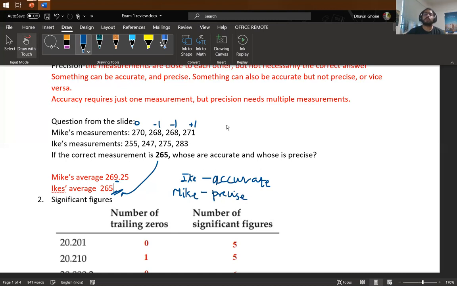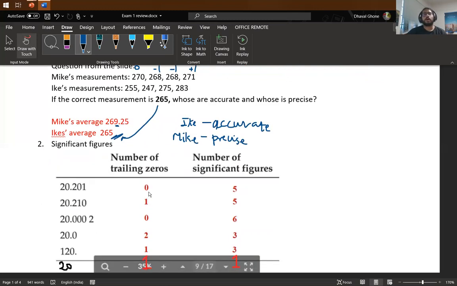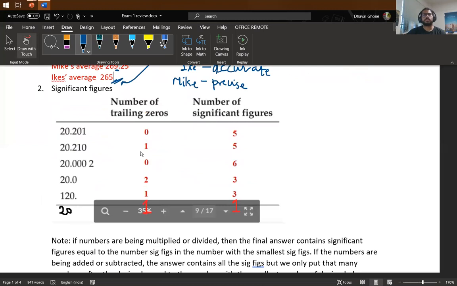Okay, so that could be a good question on the exam where Dr. Peters gives you a bunch of numbers and asks which is accurate, which is precise. Perfect. Okay. Moving on to significant figures. In significant figures, this diagram, which I took from the lecture slide, is a good way of learning it.